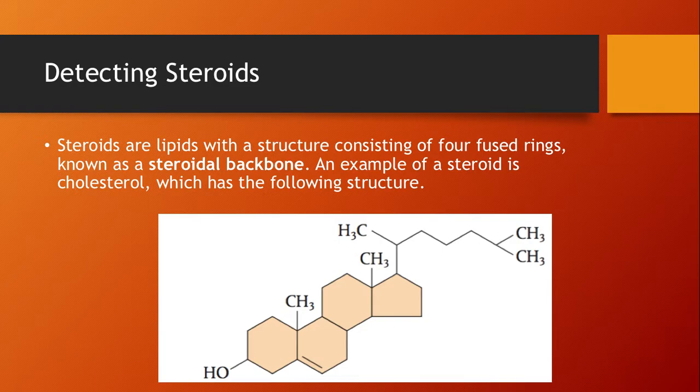Steroids are lipids with a structure consisting of four fused rings, known as a steroidal backbone. An example of a steroid is cholesterol, which has the following structure. Okay, so you can see the four fused rings. They're colored in our image there. Okay, you can see how big and complex the structure of a steroid actually is.